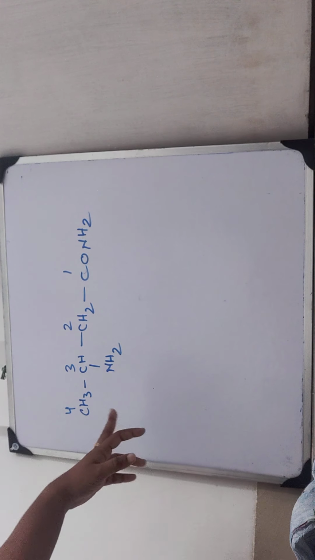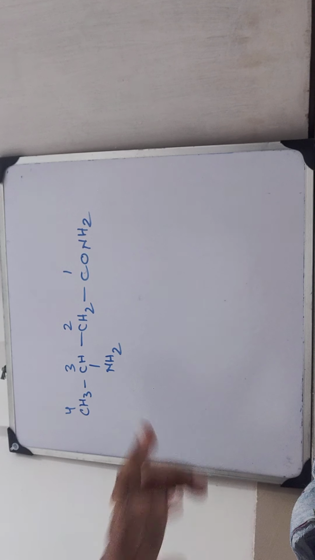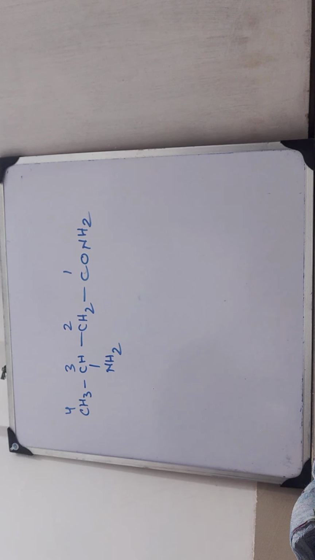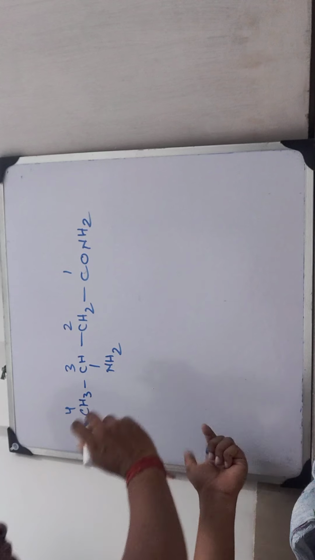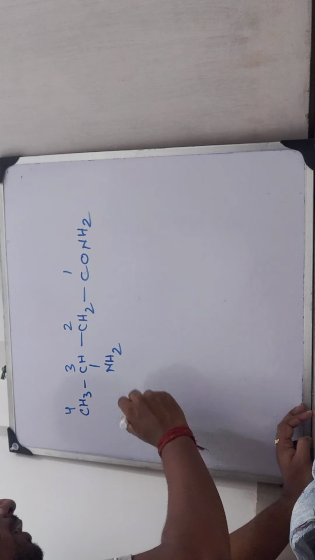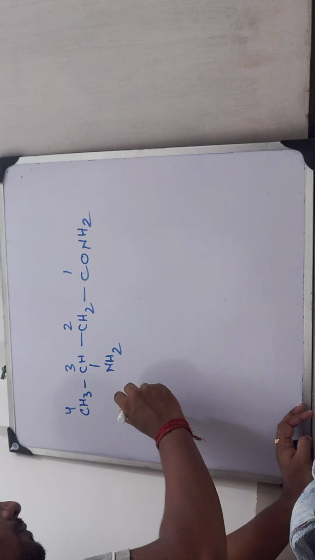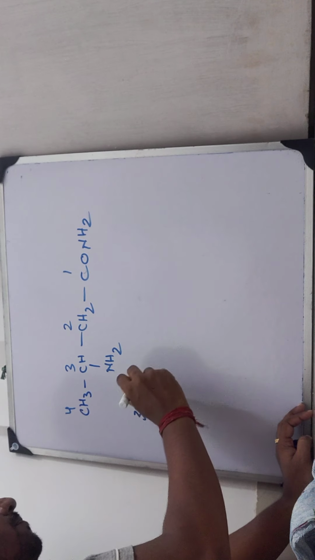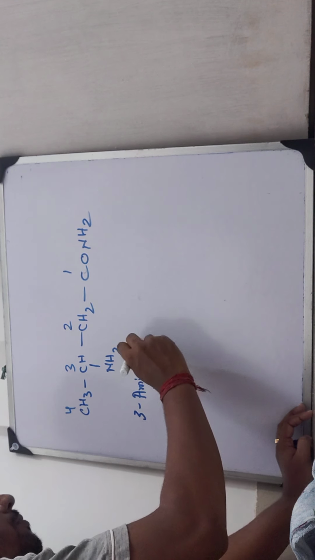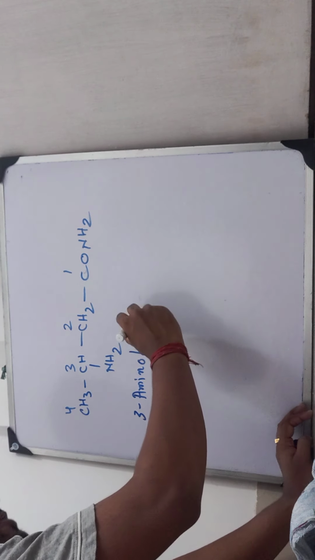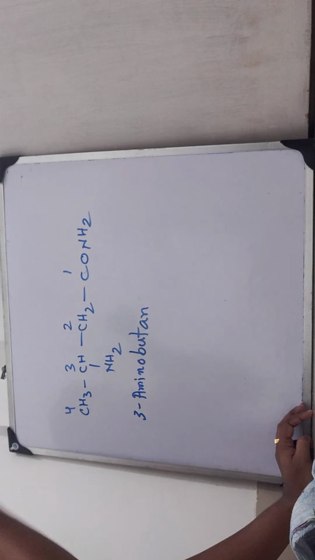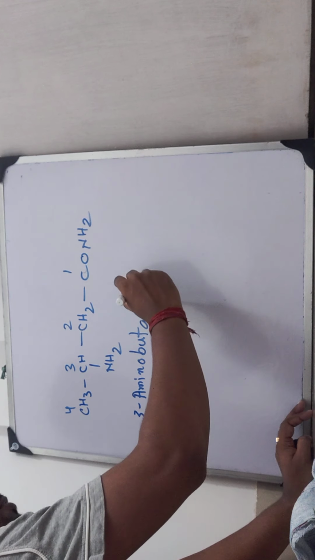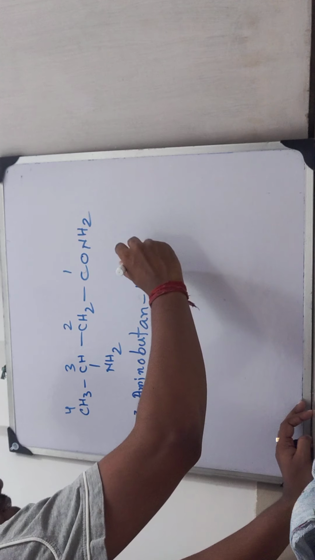Now, what is the prefix of NH2? The prefix of NH2 is amino, and the suffix of CONH2 is amide. So what do you want to name it? The name should be what? 3 amino bute, or you can write butan. Both are correct. Butan 1 amide.